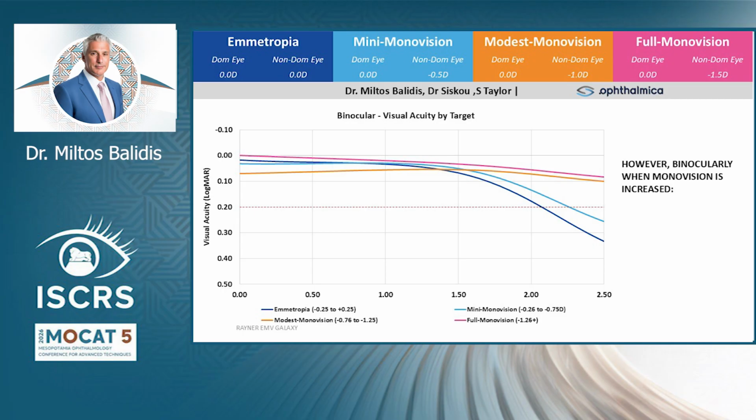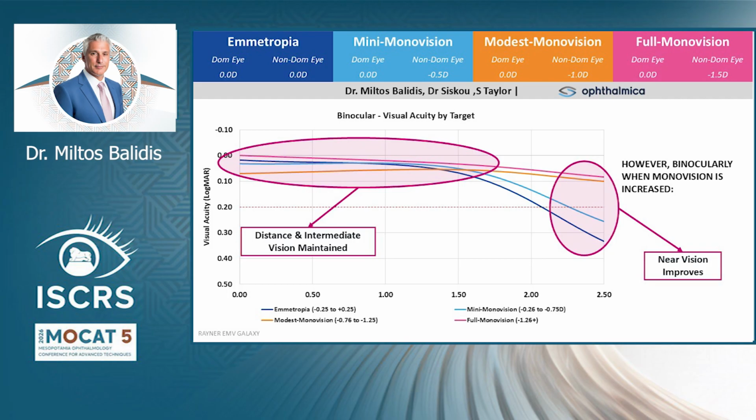So once we do monovision up to half a diopter, we are increasing for near, we are losing a little bit for distance. If we go up to 1 diopter monovision, we are increasing more for near, losing for distance, and not much difference with the full monovision.